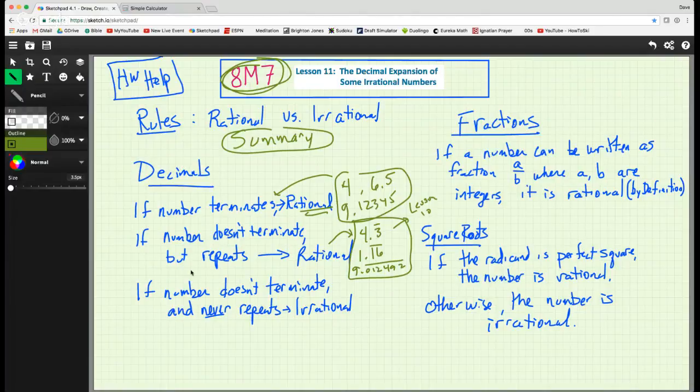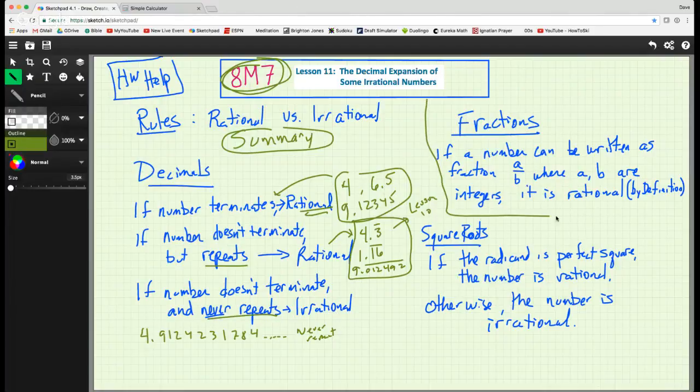Now, the only type of decimal that isn't rational is one that doesn't terminate and never repeats. So like 4.9124231784, never repeating. That's going to be an irrational number. So either a number terminates, in which case it's rational, or if it doesn't terminate, you have to figure out whether it repeats. If it repeats, it's rational. If it doesn't repeat, then it's irrational.